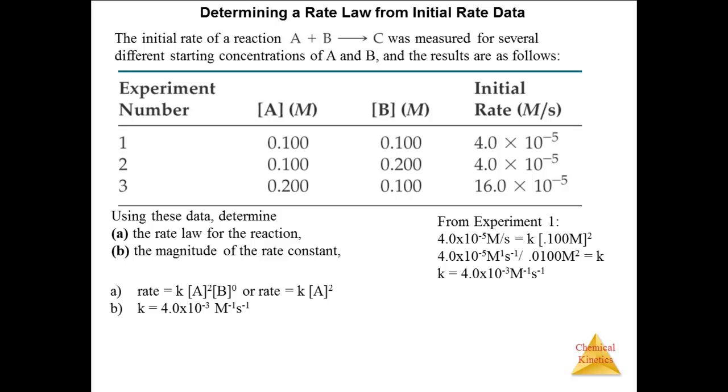An interesting point is that it should not matter which experiment we use. We should get the same value for k for each of the experiments. So an interesting check is to use a different experiment's values to see if the same value of k is produced. If not, then a mistake has been made in the rate law expression.